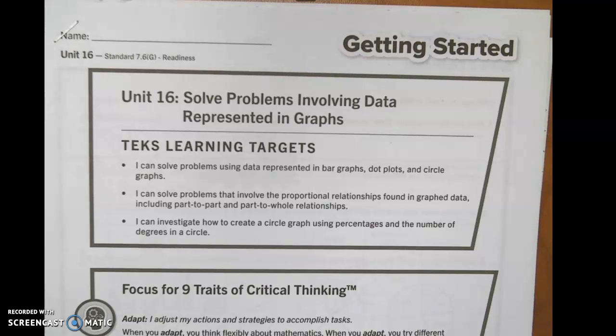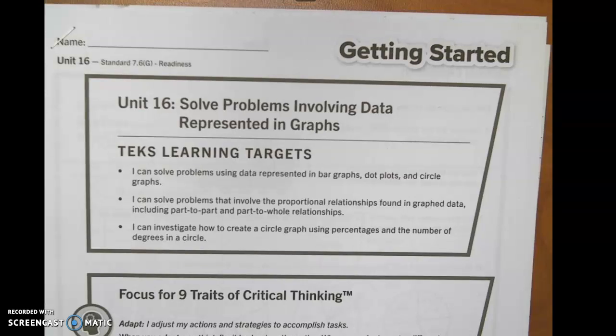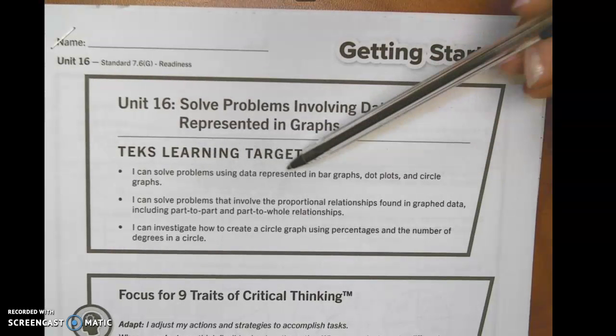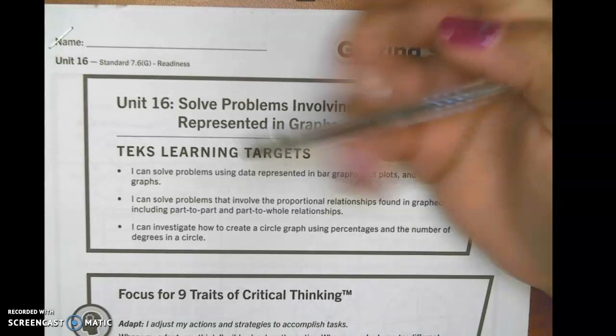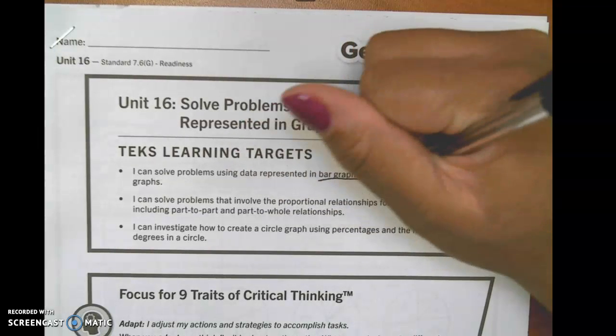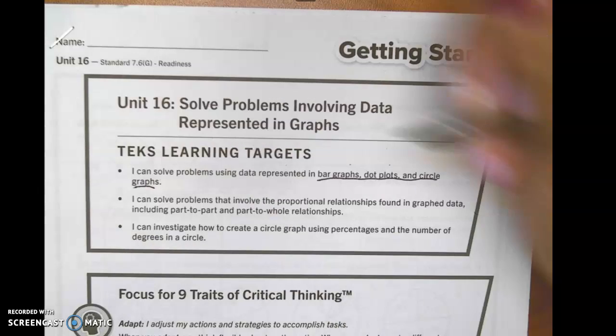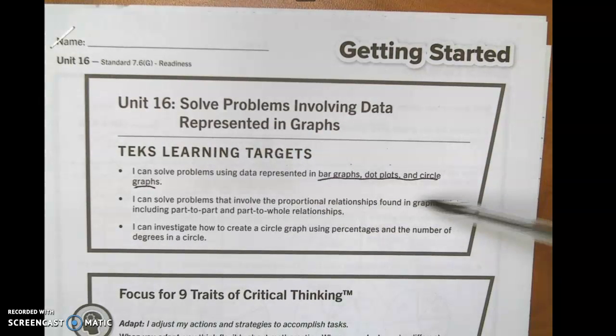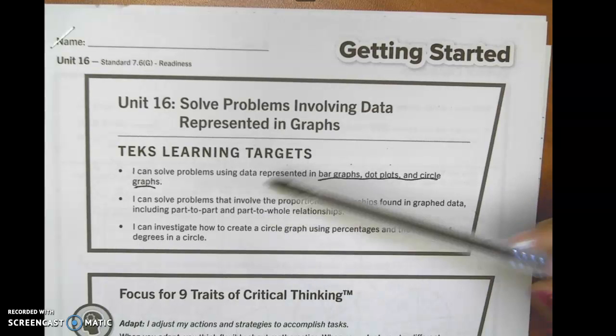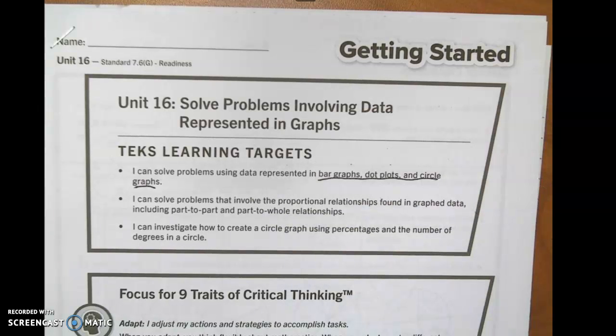So on page 157, we're discussing solving problems with data represented in bar graphs, dot plots, and circle graphs. Those are the three kinds of graphs that we're going to be looking at. We're going to solve problems that involve the proportional relationships found in graph data, including part-to-part and part-to-whole relationships.